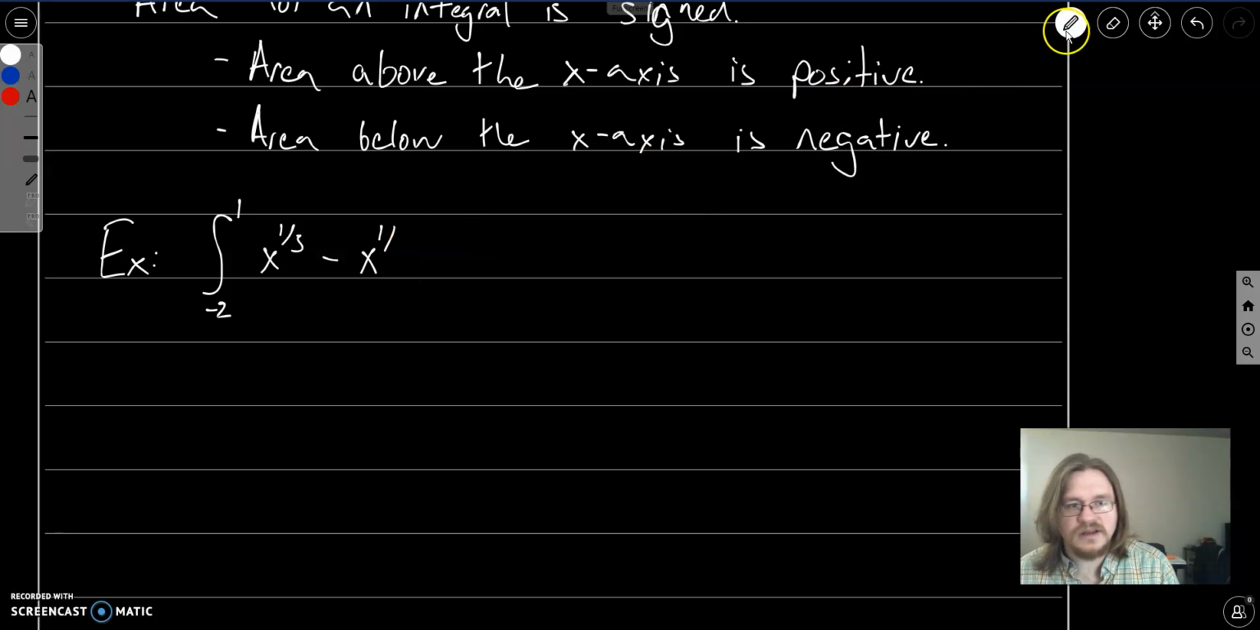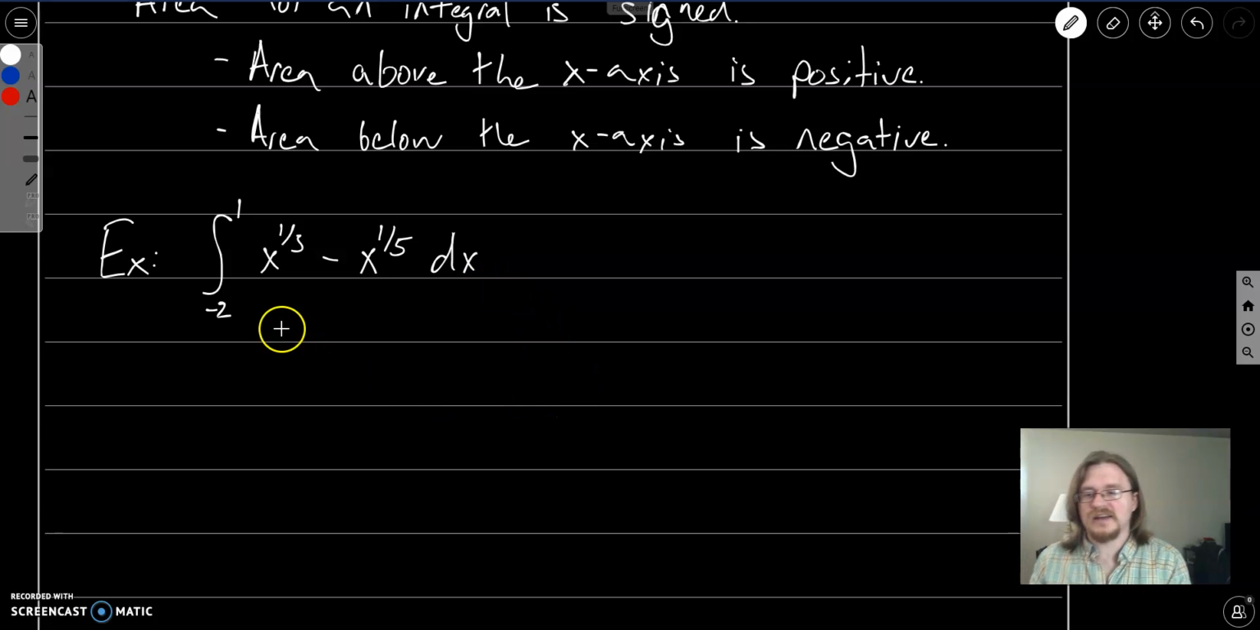So let's do this instead. This will be a little bit better. So we'll take the integral from -2 to 1 of x to the 1/3 minus x to the 1/5. This is a function that I don't think I could draw very well by hand. I know what x to the 1/3 roughly looks like and what x to the 1/5 roughly looks like, but at the same time, it's going to be fairly hard to draw by hand.